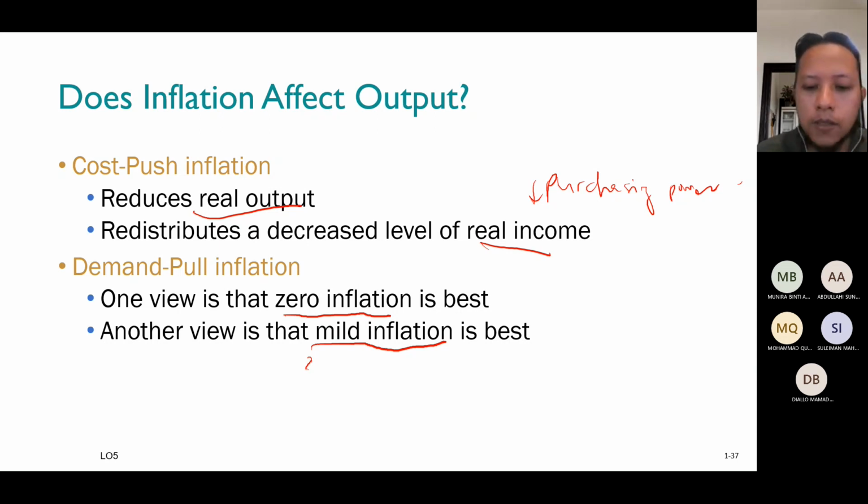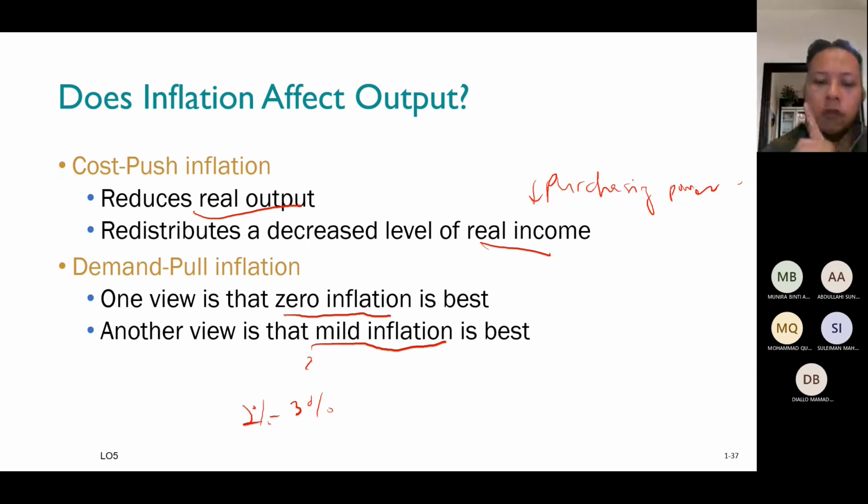Therefore, some governments or countries would target a certain level of inflation. I think in Malaysia we target around 2 to 3% inflation. So we want to see an increase in general prices of goods and services, but within this range, because mild inflation is good for economic growth. When you have that mild inflation, you can promote the financial sector and the economic sector, and therefore it will promote economic growth as well.